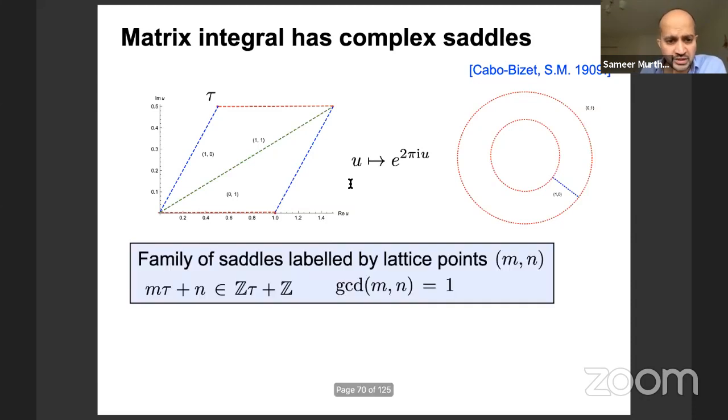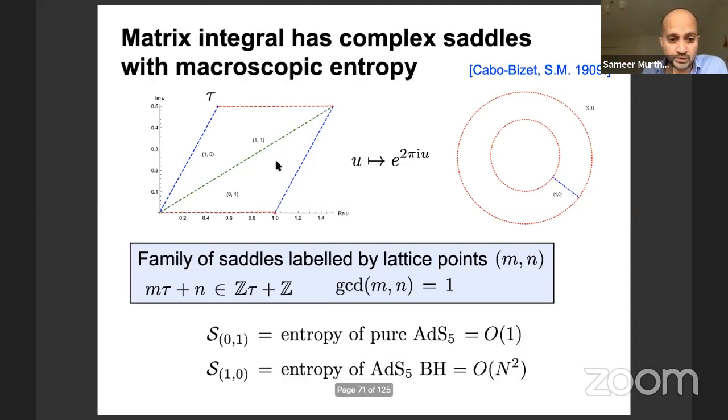So what I'm going to say is that there's this lattice here, and there's a family of saddle points for every lattice point, m comma n in Z². There is m tau plus n as a saddle point. So there's 0, 1. This is 1, 0. This is 1, 1, and so on. When you calculate the entropy, this one has the entropy of pure AdS, and this one has the entropy of the AdS5 black hole on the nose. And then there are many other saddles.